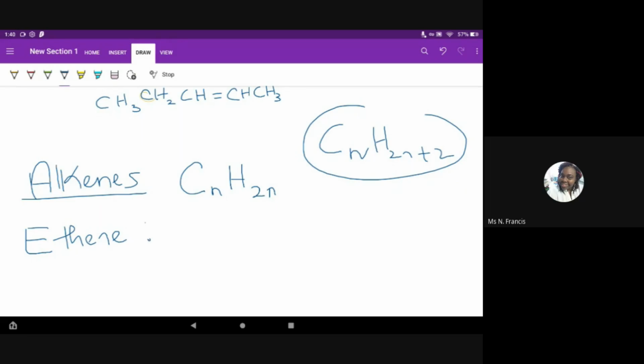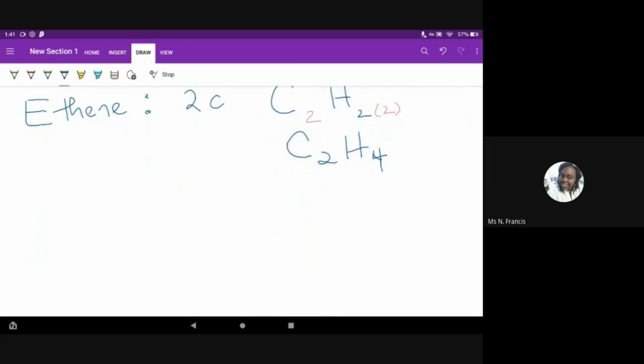So ethene means that I have 2 carbon atoms. And so I'm going to plug it into my formula. Wherever I see n, I'm going to substitute the number of carbon atoms. So CnH2n. So what would my molecular formula be for ethene? C2H4. So this would be my molecular formula for ethene.